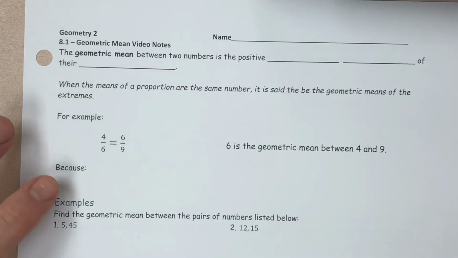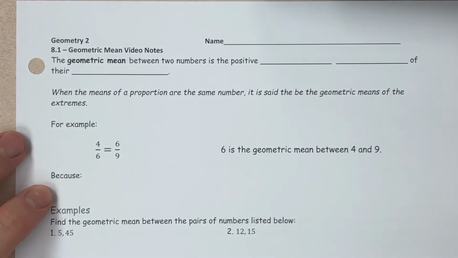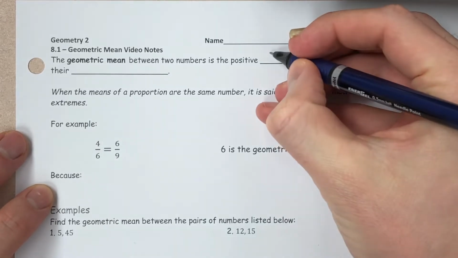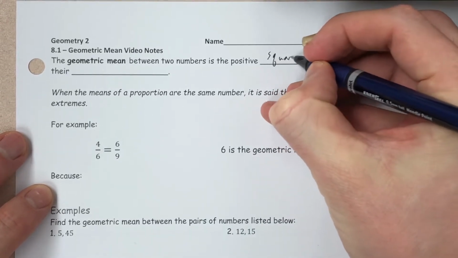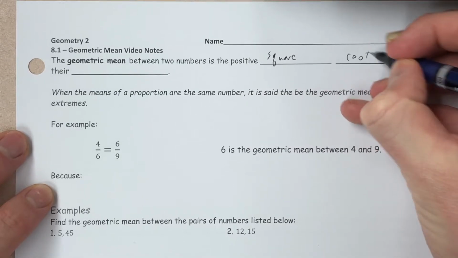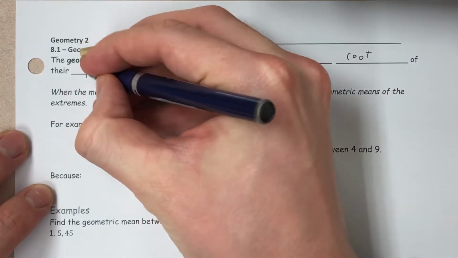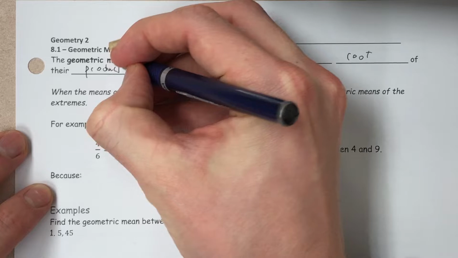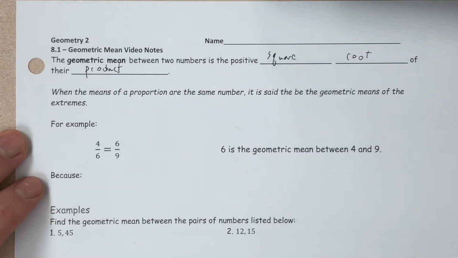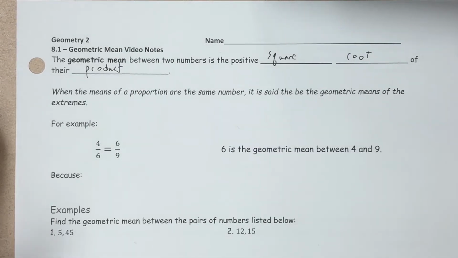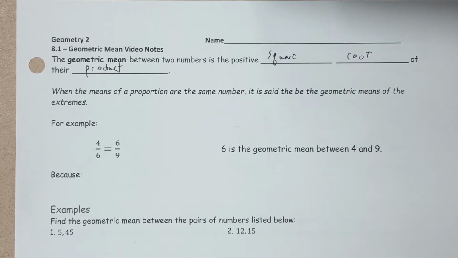Okay, so our video notes today are on geometric mean, and the geometric mean between two numbers is the positive square root of their product. This means that pretty much we multiply the two numbers and take the square root, instead of the arithmetic mean where you add the two numbers together and divide by 2.